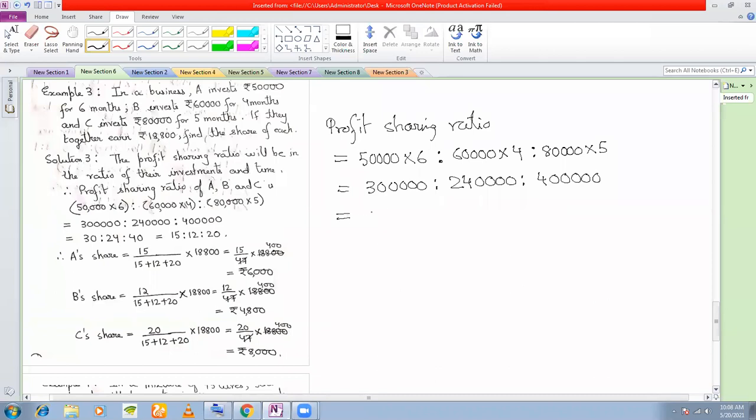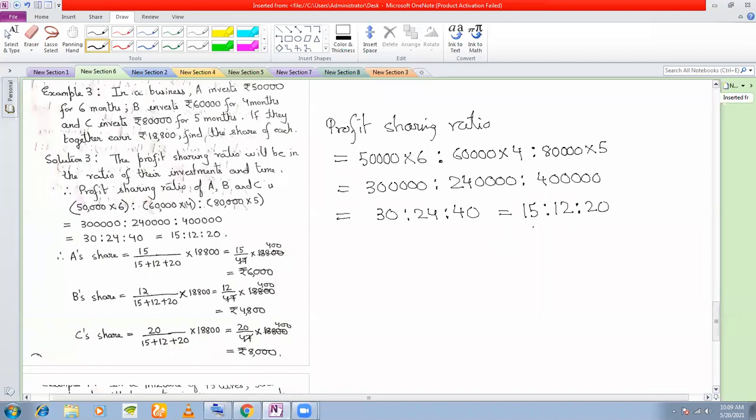First of all, cancel out the common zeros. Now, how many zeros? 4 zeros are common to all. So if I cancel out 4 zeros, I'll get 30 is to 24 is to 40. Now, what is the next common factor? The next common factor is 2. So I'll cancel out the common factor to get 15 is to 12 is to 20. Okay. So this is the profit sharing ratio.